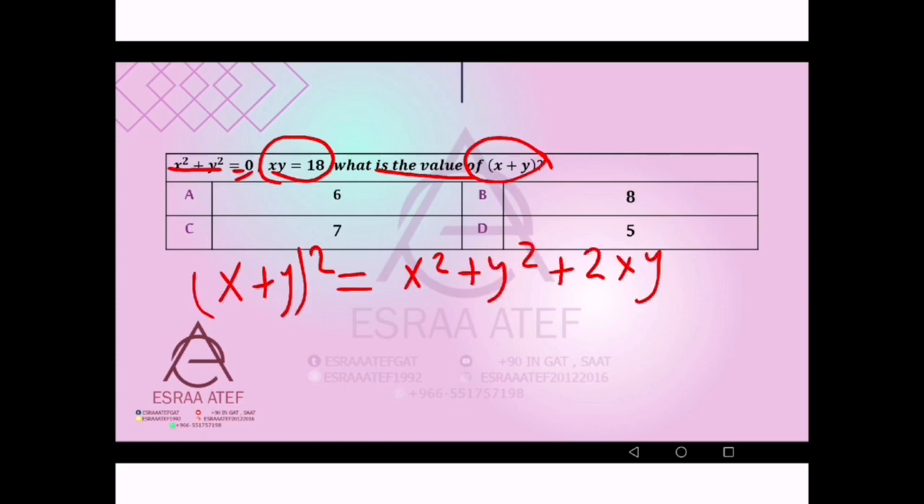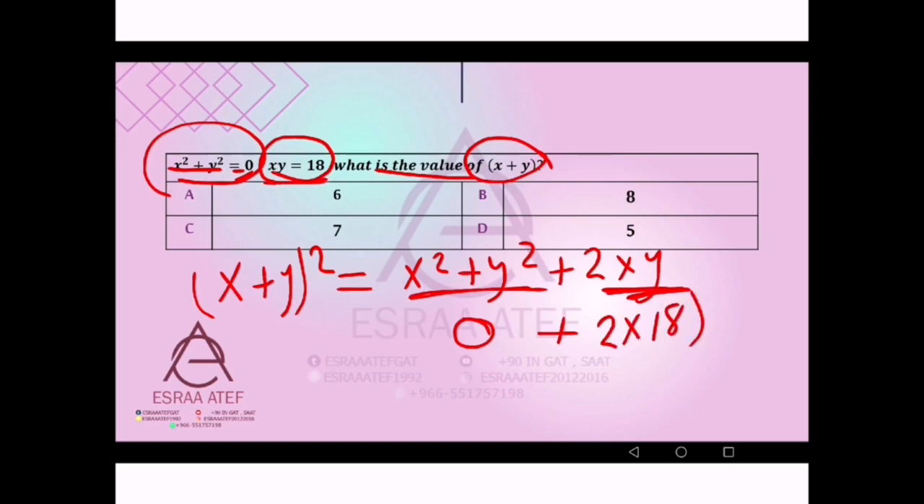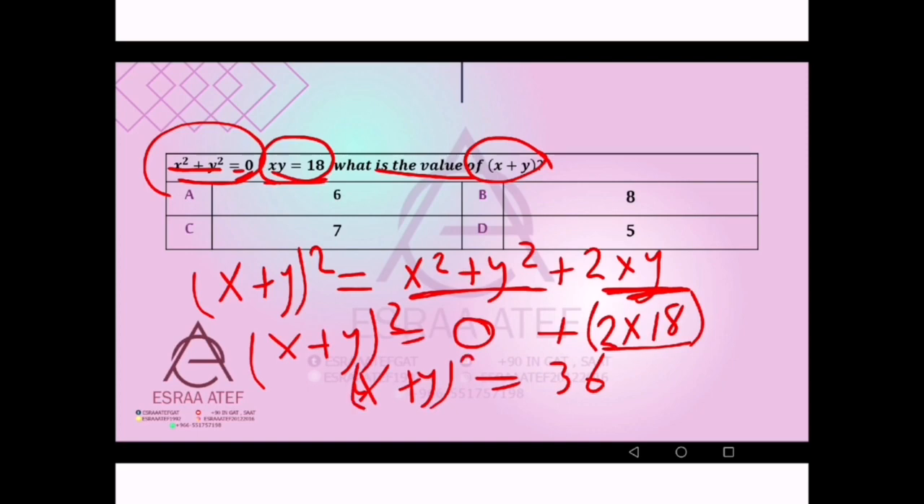Factorizing. So we have the value of x squared plus y squared, which is 0, plus 2 times x times y. We have xy, which is 18, so 2 times 18 will be 36, and here we have x plus y squared. We want only x plus y, so we will take the square root of it to cancel the squaring, which equals 6.